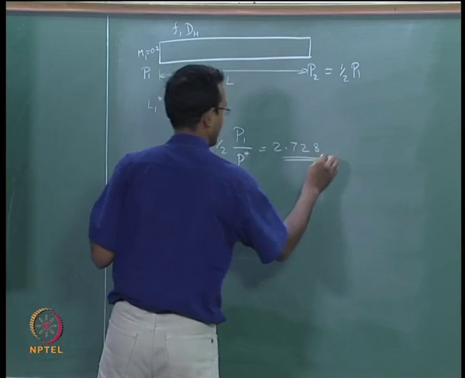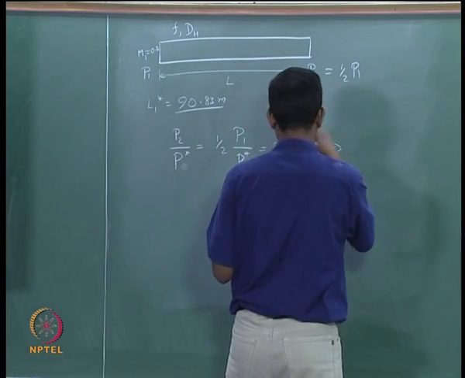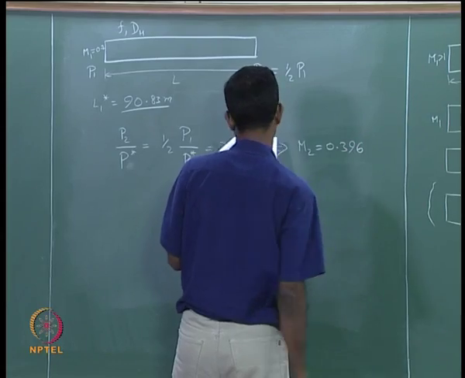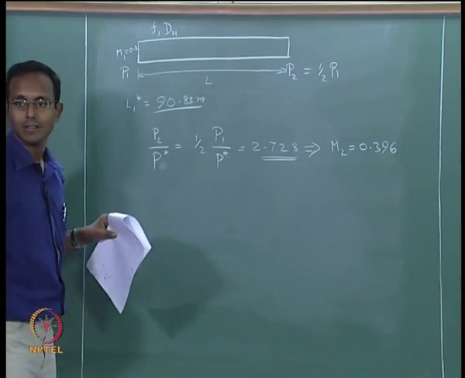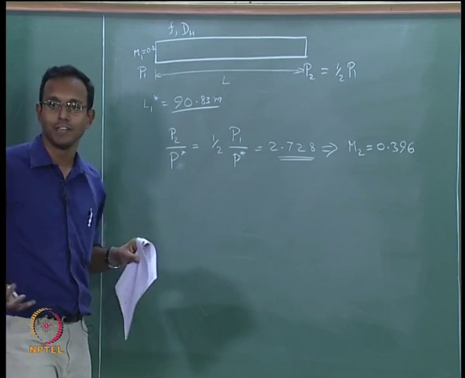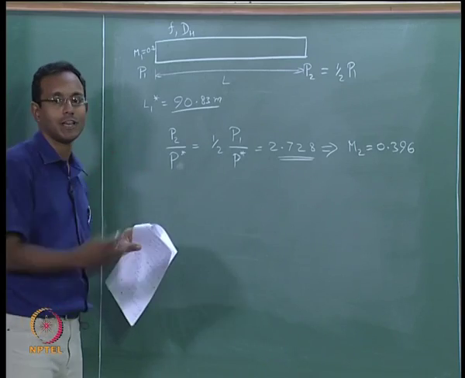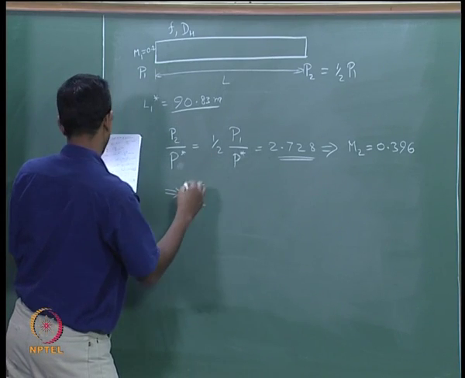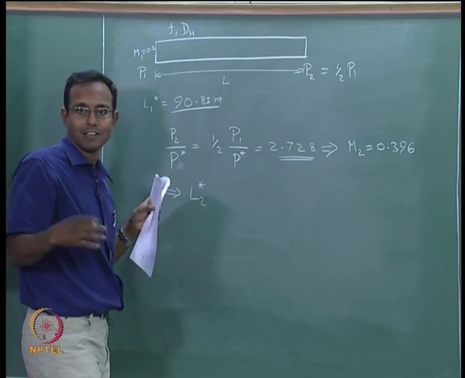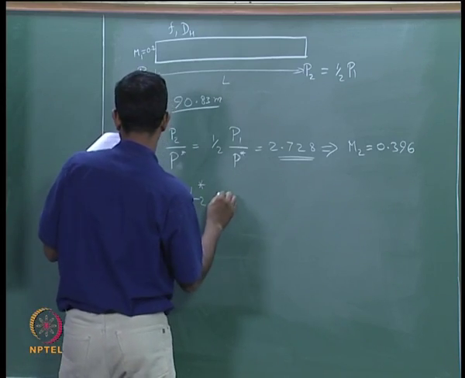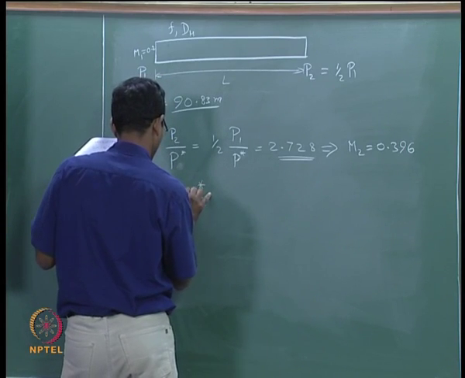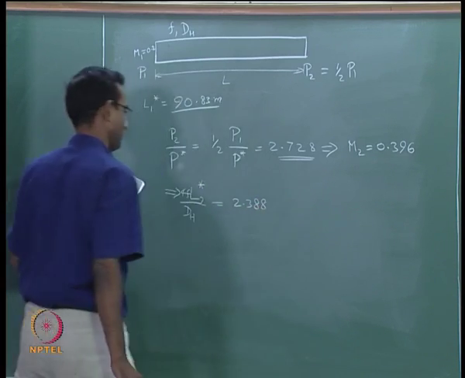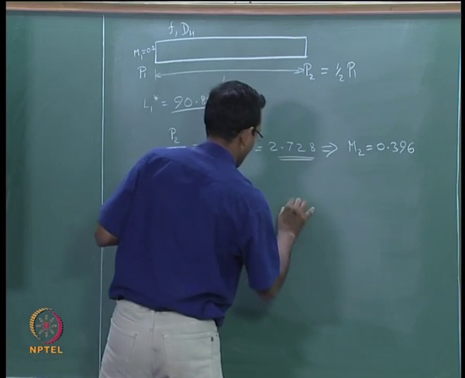Okay. Now, this from my tables, gamma equal to 1.4 and this P by P star will give me my M2 as 0.396. This is the value I get. Now my actual objective is to find the length of the duct. So what should I do? I have to go and find L2 star again from there. So from my tables again, for this Mach number, what we will get is 4f L star by dh, this number will be 2.388. Okay. So from here I will find my L2 star.